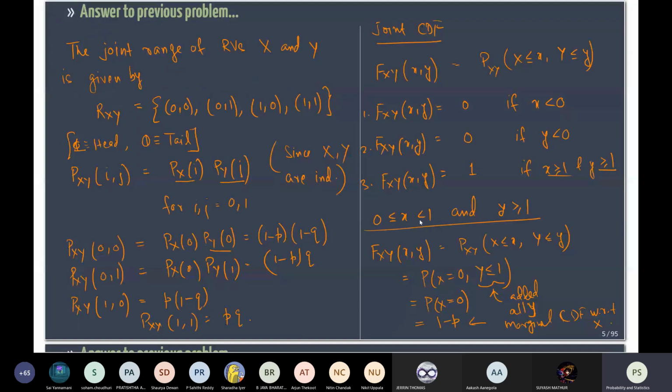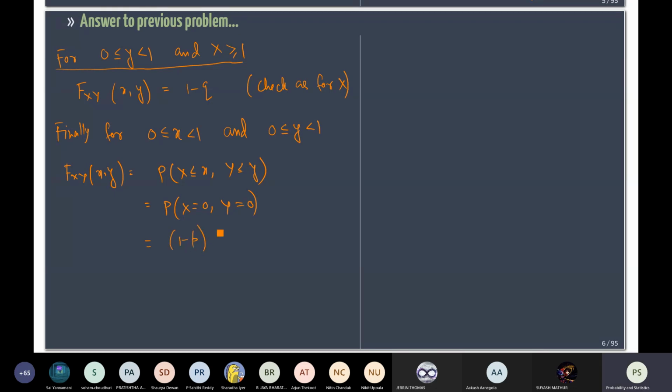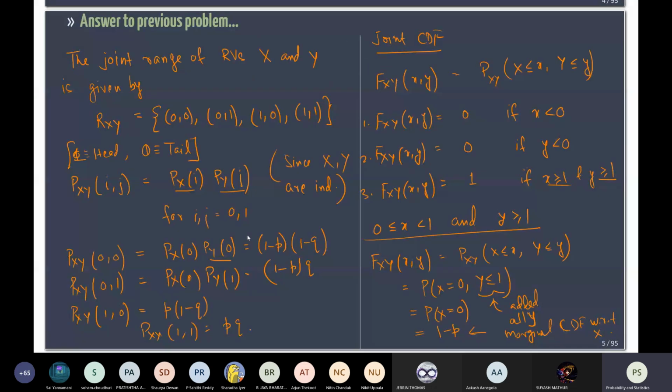Now we need to tackle the case where x and y are both between 0 and 1. So finally, for 0 less than or equal to x less than 1, and 0 less than or equal to y less than 1, what do we have? F_XY(x, y) is the probability that X is less than or equal to x and Y is less than or equal to y. In this case X can only be 0 and Y can only be 0, so this is nothing but X equal to 0 and Y equal to 0, which is 1 minus p times 1 minus q.